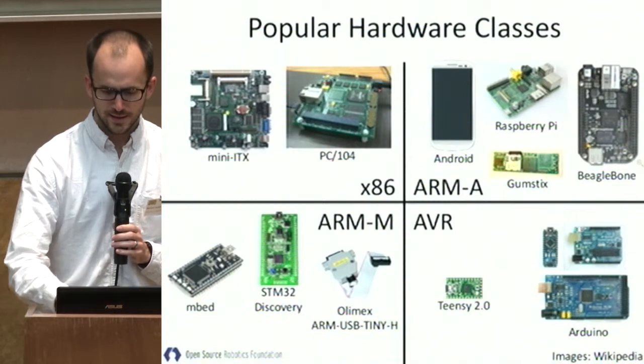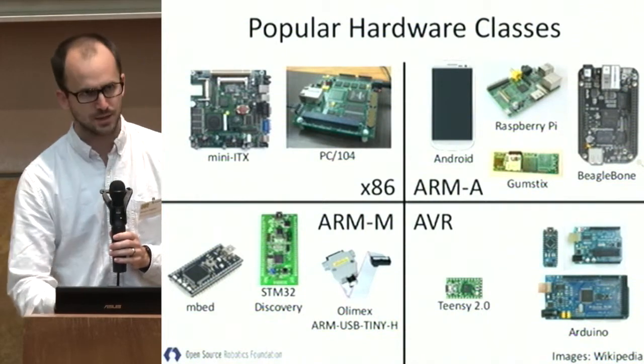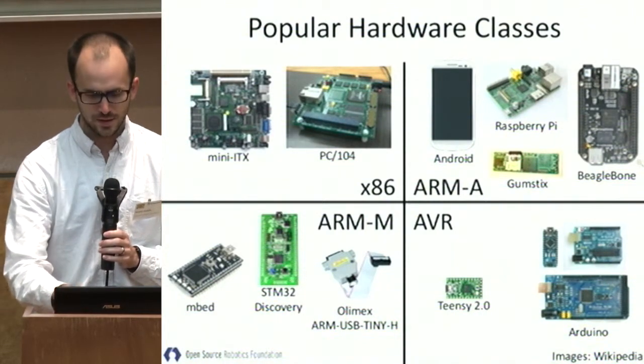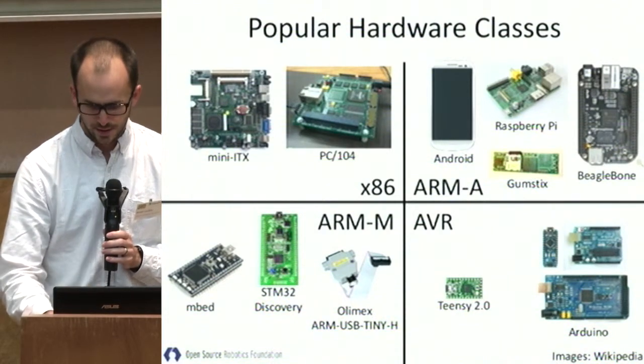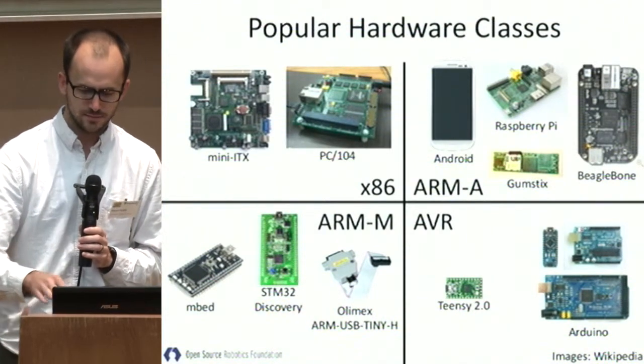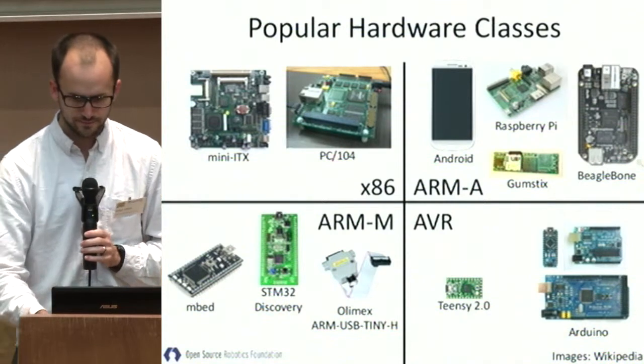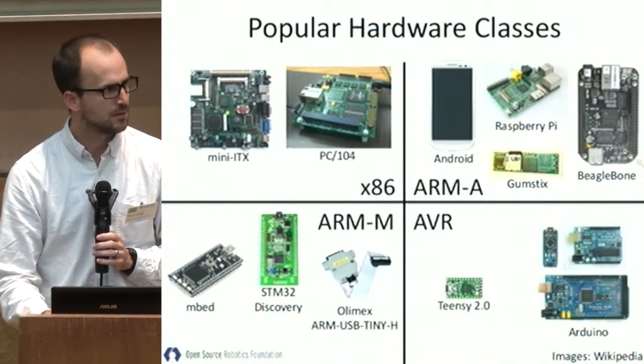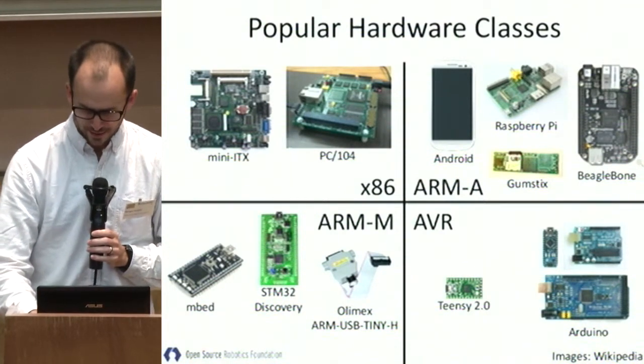The ARM A class now, this is the Gumsticks, BeagleBone, Raspberry Pi type machines, as well as the smartphone, the Android world. That is extremely popular. Raspberry Pi, I think, is like €40 or something like that, very cheap.